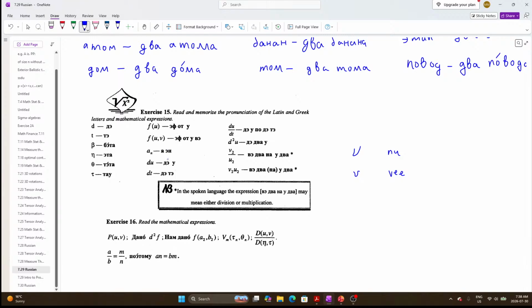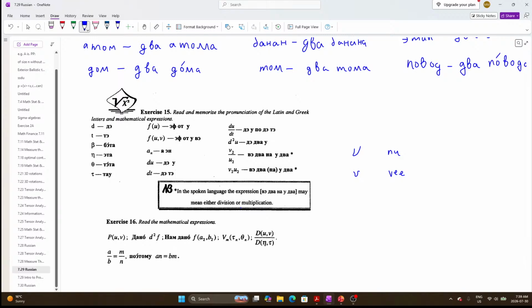So V2 over U2, that's V2 na U2. V2 times U2, hold on a second. These two sound the same, huh? V2 na U2. Na is not pronounced or something. In spoken language, the expression V2 na U2 may mean either division or multiplication. Whoa, the stress is on a.